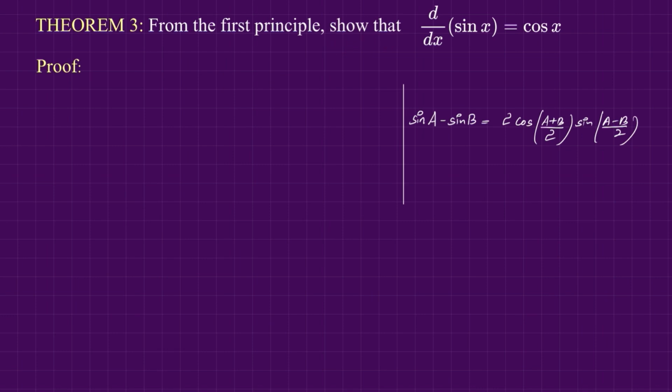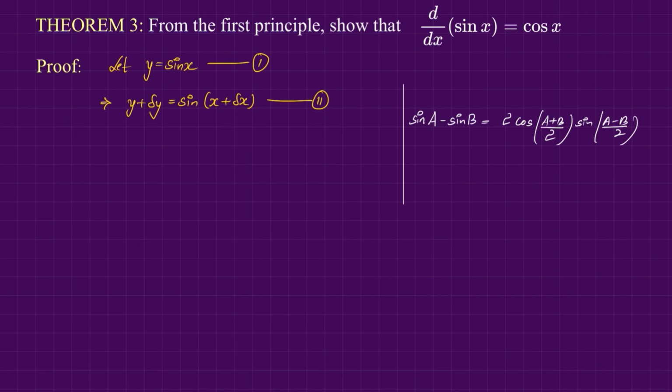Now d/dx of sin x equals cos x. Here the function is sin x, so I will write y as sin x. So let us assume y equals sin x, and let that be equation 1, and hence y plus delta y will equal sin of x plus delta x.